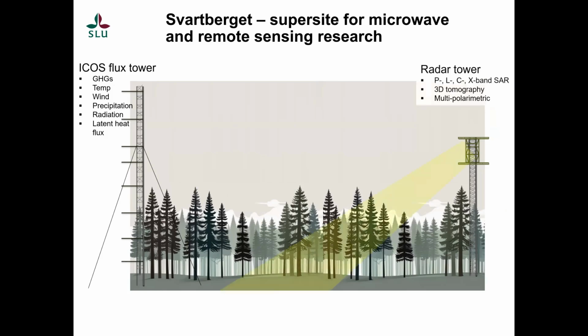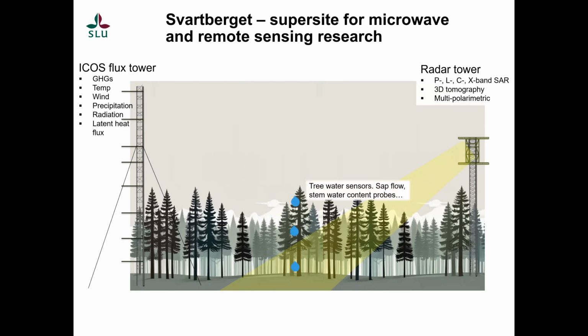And here we have this radar tower, which is a 50-meter tall construction. And currently we have a P, L, C, and X-band synthetic aperture radar in the system, which allow us to do this fully three-dimensional tomography. Actually, I've forgotten to add the UHF band, which is also one of the bands we do. And it's multipolarimetric, so we have the different combinations, which is horizontal, vertical, and then you can emit in horizontal and receive in vertical and vice versa. So we have 4 different combinations.